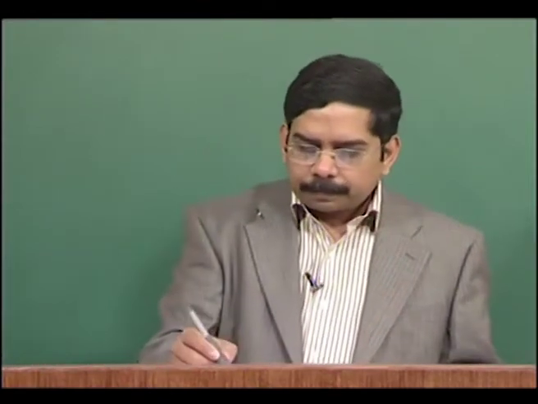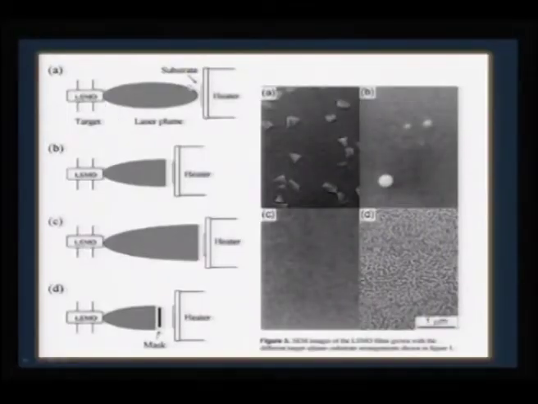For example, if you allow the laser plume to converge like this and then it hits the substrate, then you would see, if we adjust this distance between the target and the heater where the substrate is mounted, that the microstructure of the films changes systematically. The microstructure of the film can be greatly influenced if you introduce a mask between the plume and the substrate.